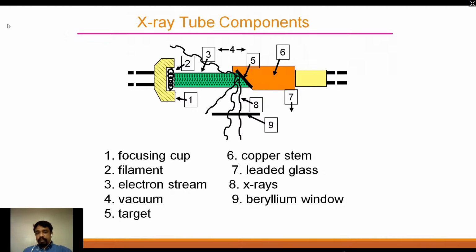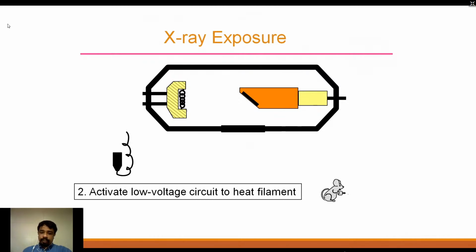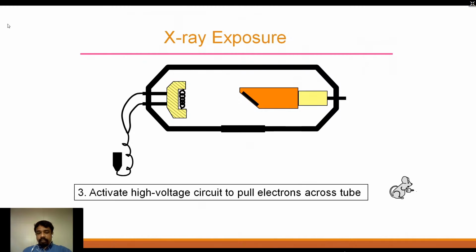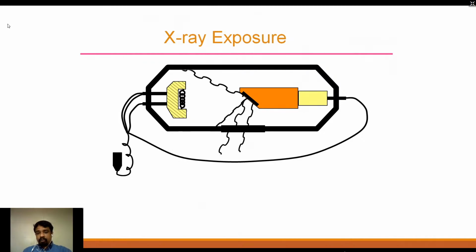The seventh is the lead glass, because we need to avoid unnecessary X-rays going out of the X-ray tube. And the eighth is the beryllium window, where the X-ray exits for your clinical use. When you press the exposure button, it activates the low voltage circuit. I'll explain with a circuit diagram in my later slides. Once the low voltage circuit is enabled, it starts heating the filament, and electrons come out. We apply the voltage between the cathode and the anode, which accelerates the electrons, and they hit the target, and we get X-ray production.